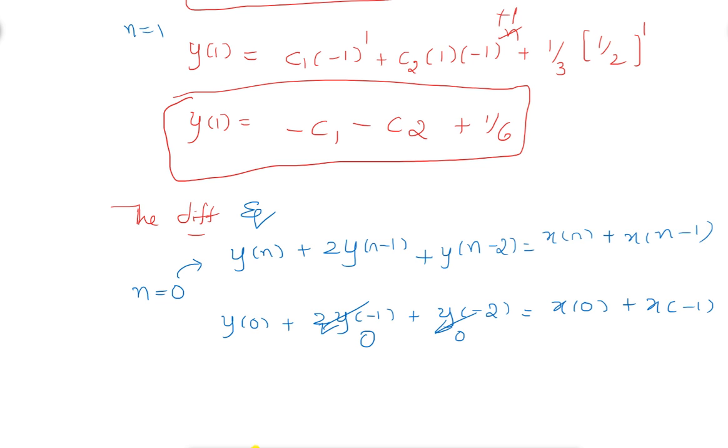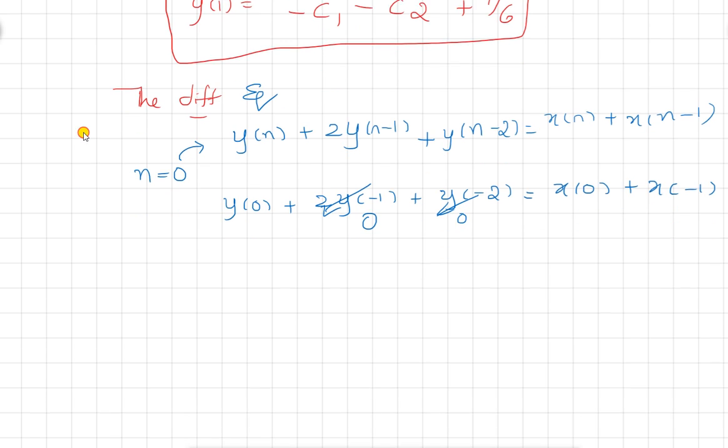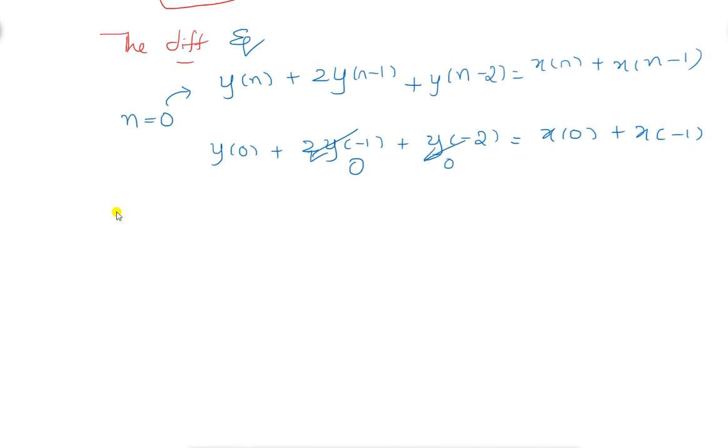Why? Because we are finding the forced response. In the forced response, no initial conditions exist, so I'm going to write directly that y of minus 1 and y of minus 2 are equal to 0. Now what are the remaining terms? The remaining terms are y of 0, which is equal to x of 0 plus x of minus 1. Clearly, remember what is our x of n?